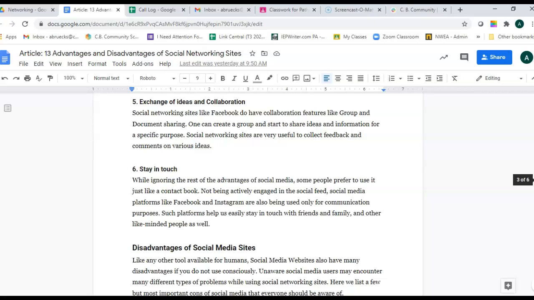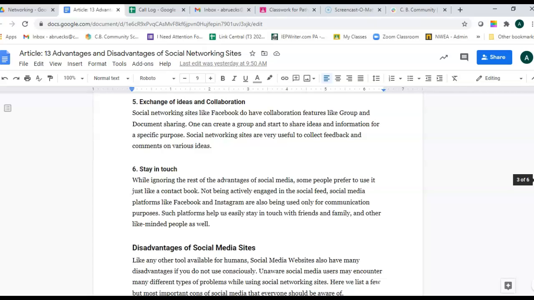While ignoring the rest of the advantages of social media, some people prefer to use it just like a contact book. Not being actively engaged in the social feed, social media platforms like Facebook and Instagram are also being used only for communication purposes. Such platforms help us easily stay in touch with friends and family and other like-minded people as well. So you can do that by just being friends with those people and seeing what they're up to, and then they can see what you're up to just by what you're posting. Or you have Facebook Messenger, so you can actually chat with them, and Instagram is the same. You have a chat feature in there as well. So you can use it that way too.